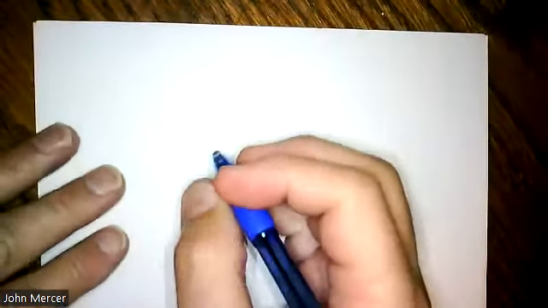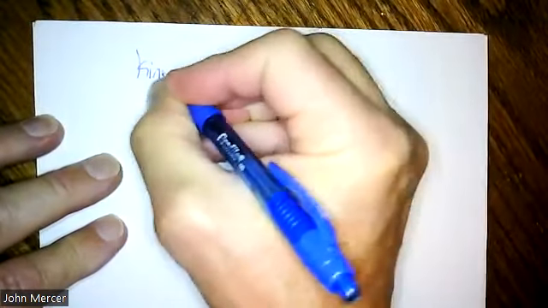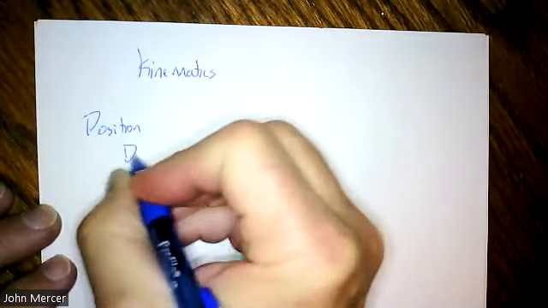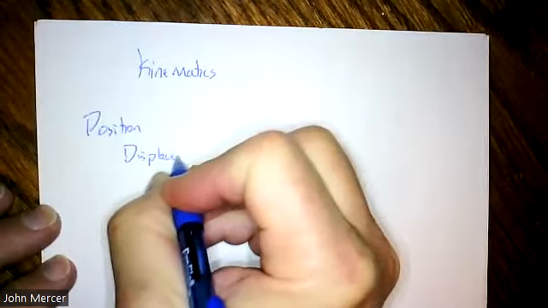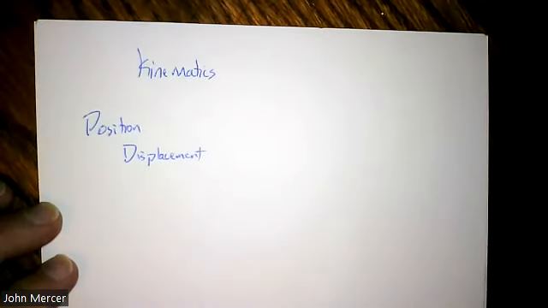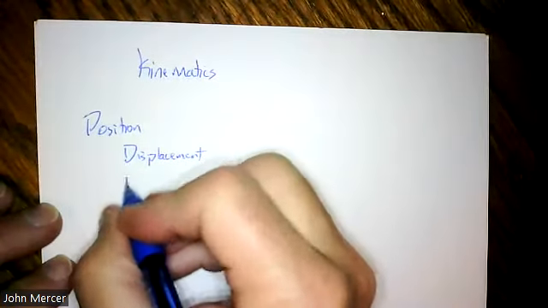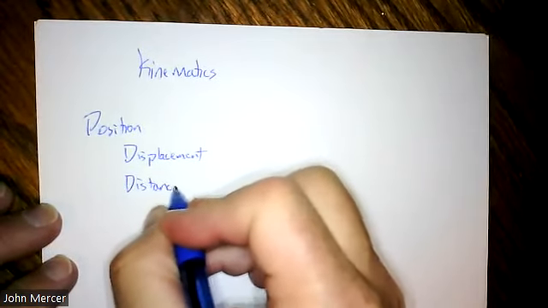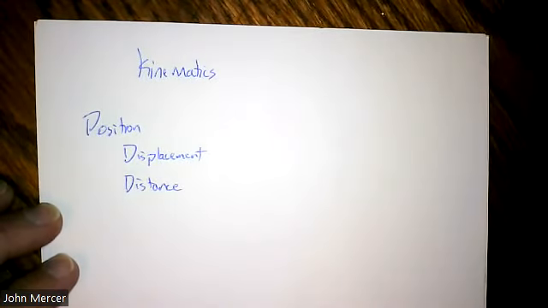Okay, we are in the branch of mechanics called kinematics, the study of motion without regard to the forces causing motion. And we have three main categories of parameters. The first is position, and we have displacement, the straight line distance between two points, and that's a vector, and distance, total change in position, and that's a scalar.